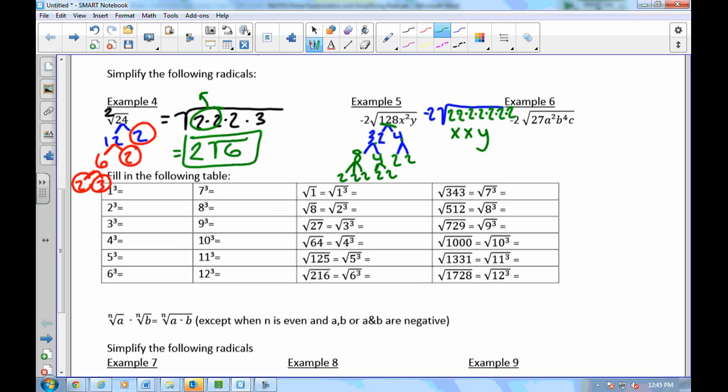Fingers in the air, what's the size of the group we're looking for to pull out of the radical when we're simplifying? Fingers in the air, what's the size of the group? Specifically, Hunter, I'd love it if you put your fingers in the air for how many we should pull out. Hunter?